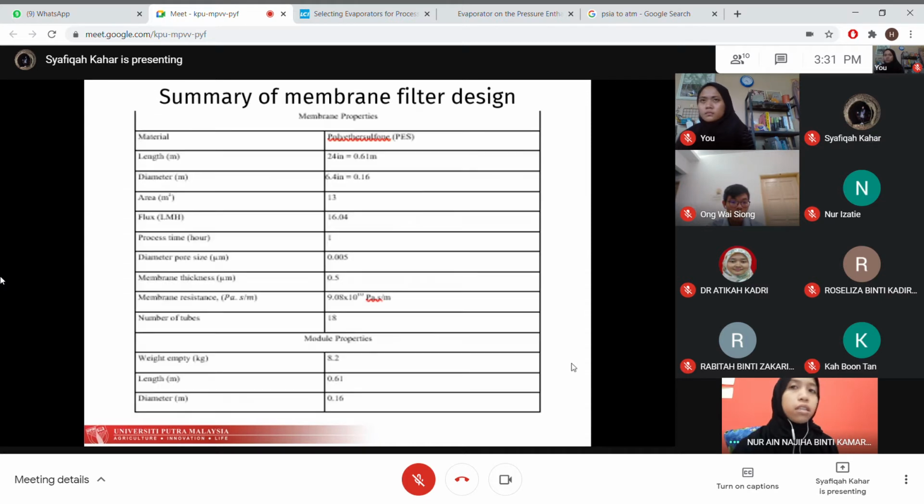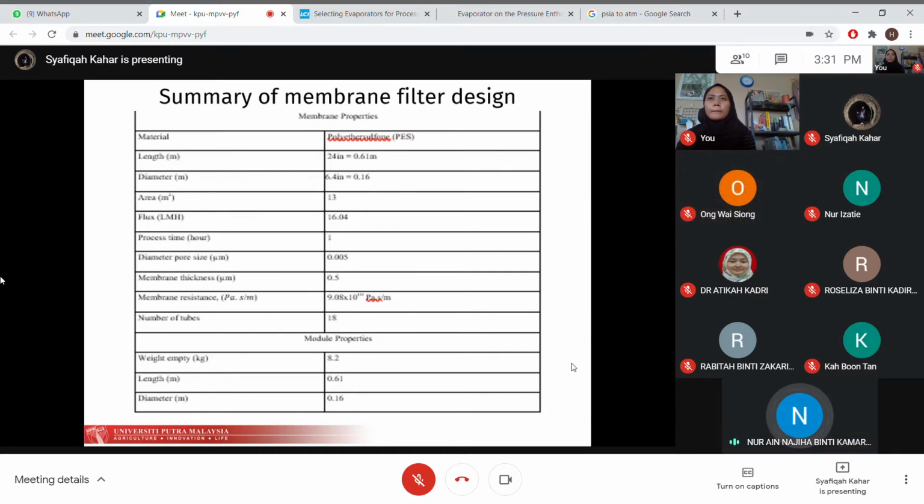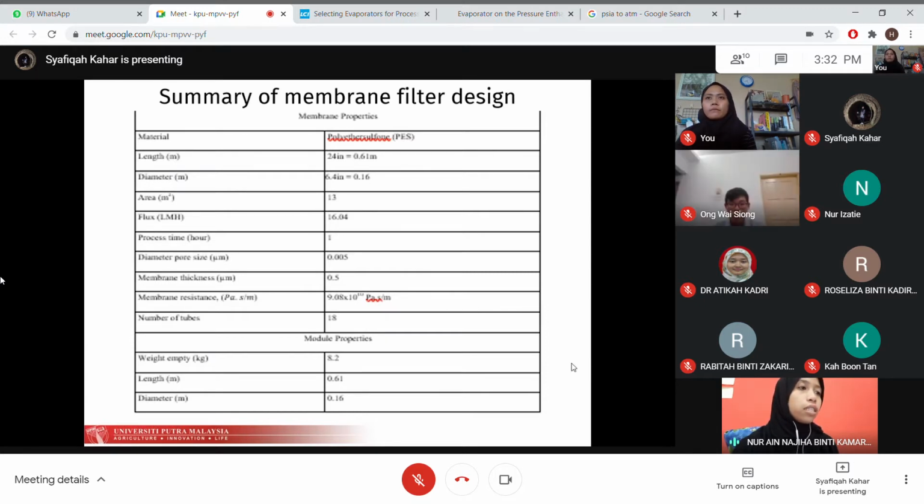So this is the summary of membrane filter design. The material used for membrane properties is polyether sulfone, which is usually used for ultrafiltration process. And then the length is 0.61 meter, diameter is 0.16. The membrane area is 1.3 meter square. The flux is 16.04. And then the process time for our ultrafiltration process is 1 hour.